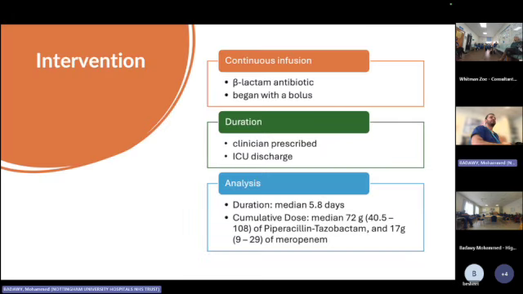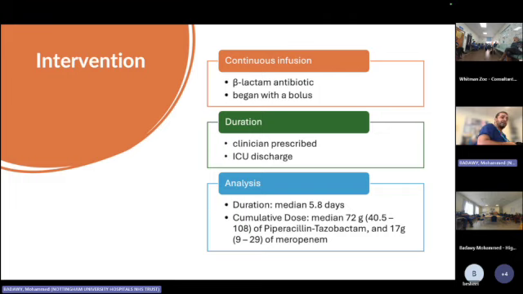So in the intervention group, they got continuous infusion of beta-lactam antibiotics, which means continuous over 24 hours. And they always start with a bolus. So both groups will have a bolus initially, and then the continuous group will have continuous infusion afterwards. They didn't intervene in the duration of antibiotics. So the antibiotic duration was decided by the clinician as normal. And every patient had to be stopped either by the clinician or on ICU discharge. So when they got discharged from ICU, they all reverted to normal intermittent dosing.